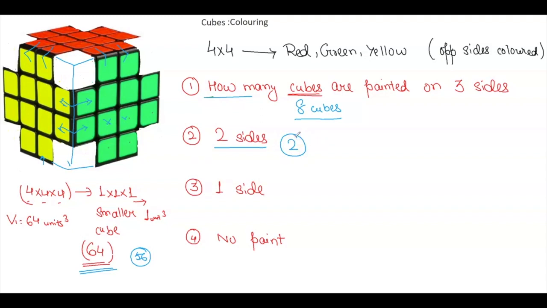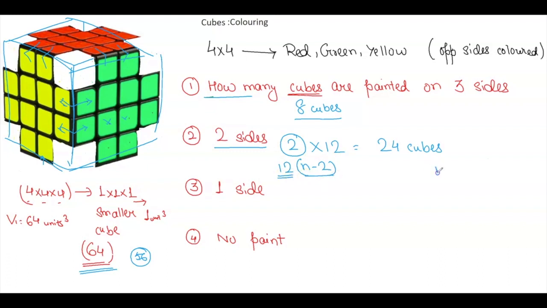And how many edges do we have in a cube? We have 1, 2, 3, 4, and at the back 4, 5, 6, 7, 8, 9, 10, 11, 12. 12 such edges. So a total of 24 smaller cubes have two sides painted on them. Now this can also be written as (n minus 2) into 12, 12 being the number of edges.